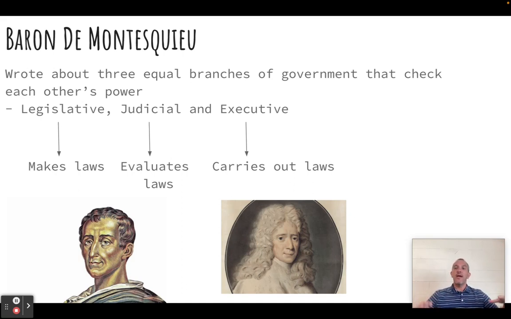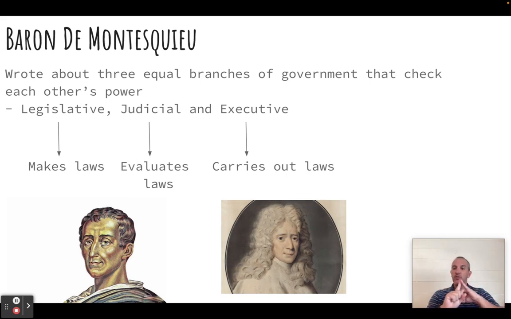So the first one is this guy. His name is Baron de Montesquieu, and he's French, if you can't tell by the pronunciation and the spelling. Montesquieu is going to write about three branches of government. So he is the originator of this idea that we need what are called checks and balances. He describes in detail and really comes up with this idea of three branches, which is the basis of the U.S. government today. We have three branches.